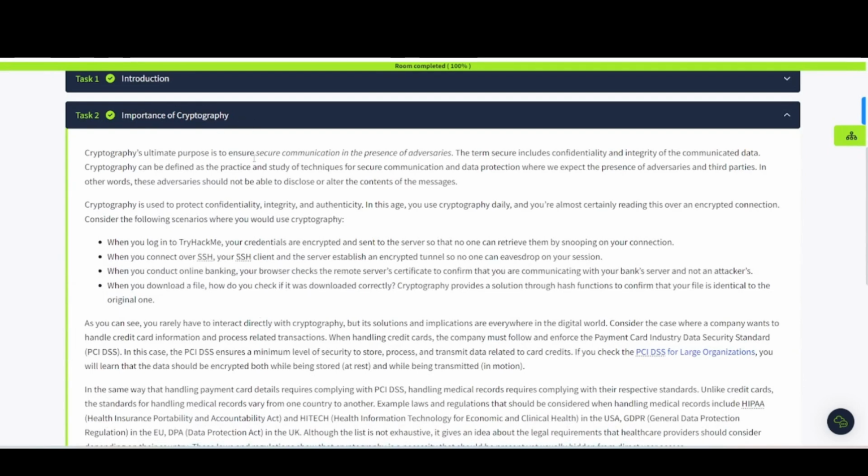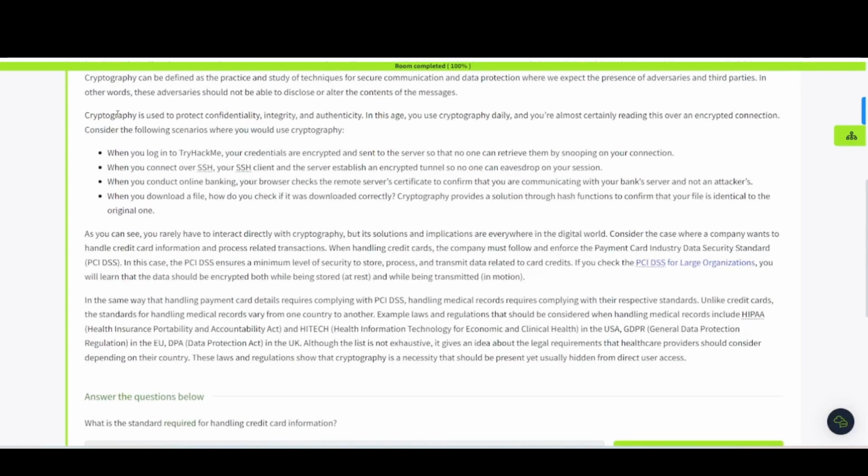Cryptography's ultimate purpose is to ensure secure communication in the presence of adversaries. The term secure includes confidentiality and integrity of the communication data. Cryptography can be defined as the practice and study of techniques for secure communication and data protection, where we expect the presence of adversaries and third parties. In other words, these adversaries should not be able to disclose or alter the contents of the messages. Right, so what they're talking about here is man-in-the-middle type of attacks, okay? Cryptography is used to protect confidentiality, integrity, and authenticity.